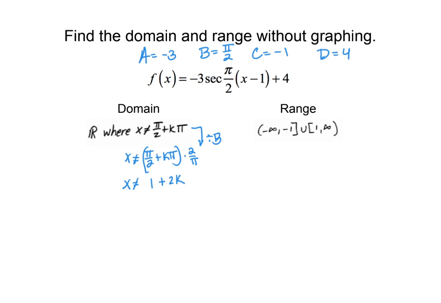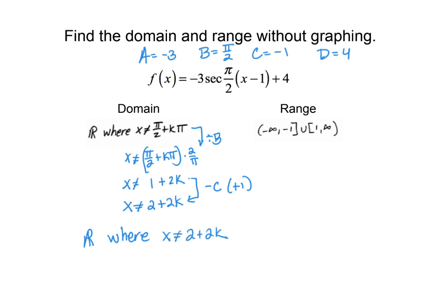So the next thing that I'm going to do is take these asymptotes and subtract C, which is really adding 1 because I'm subtracting a negative. So x is not equal to 2 plus 2k. So my domain is going to be all reals where there's not an asymptote. X is not equal to 2 plus 2k.